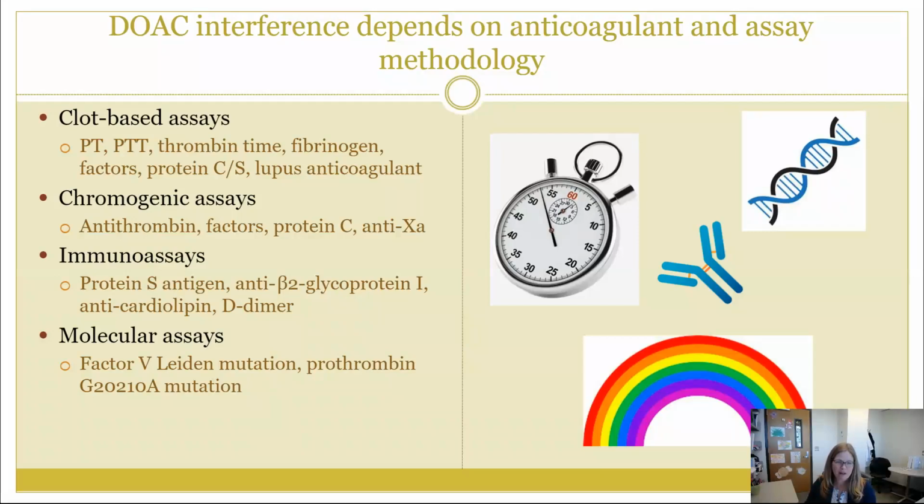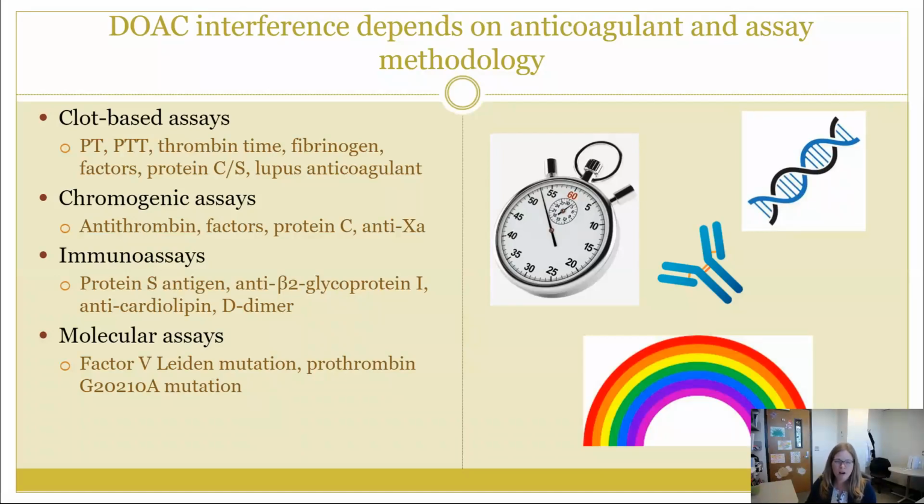So we have clot-based assays. These are what we think of as our routine tests: the PT, the PTT, thrombin time, fibrinogen, clotting factors, protein C and S activity, which may be assessed via clotting, and then lupus anticoagulant testing.